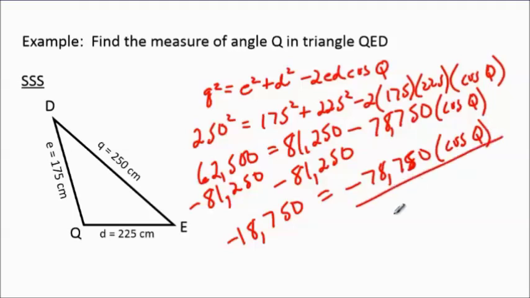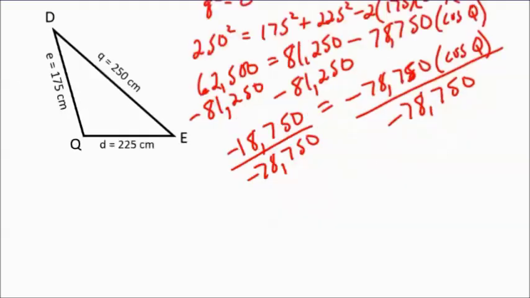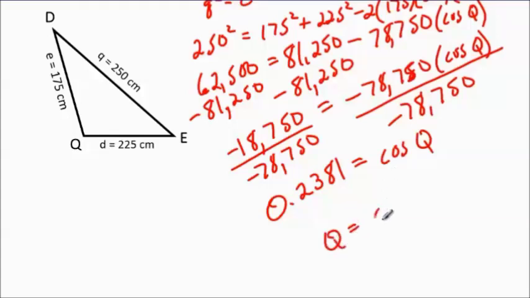Now I divide both sides by this negative 78,750. So when I divide that, I get 0.2381, and that equals the cosine of Q. And just like we did in some of the examples and problems before, if I'm looking for an angle, I have to do the arc cosine. So Q equals the arc cosine of 0.2381. And that becomes 76 degrees. So Q is approximately 76 degrees.